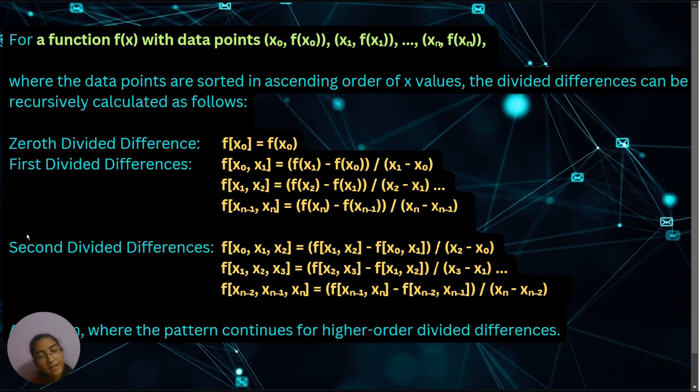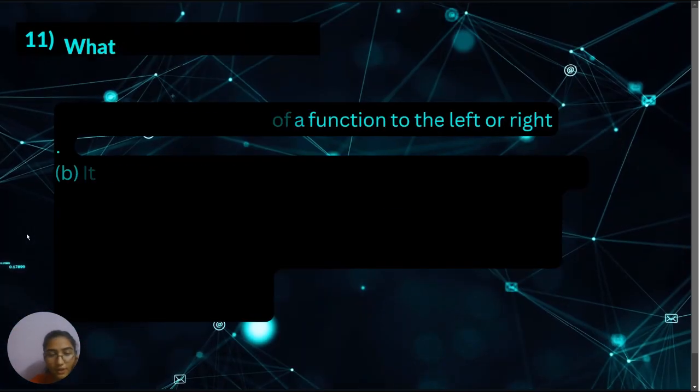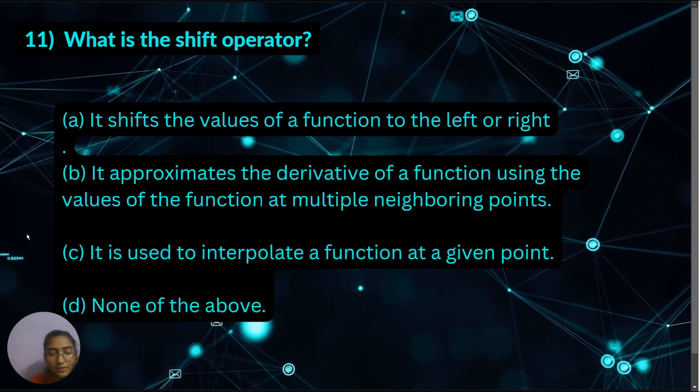And similarly, we will find second divided differences. For second divided differences, for the points x0, x1, x2, f[x0, x1, x2] will be equal to f[x1, x2] minus f[x0, x1] divided by x2 minus x0, and we can basically use substitution method and finally find the values of this forward divided difference operations. And the pattern continues for higher order divided differences. So that is it for divided difference.